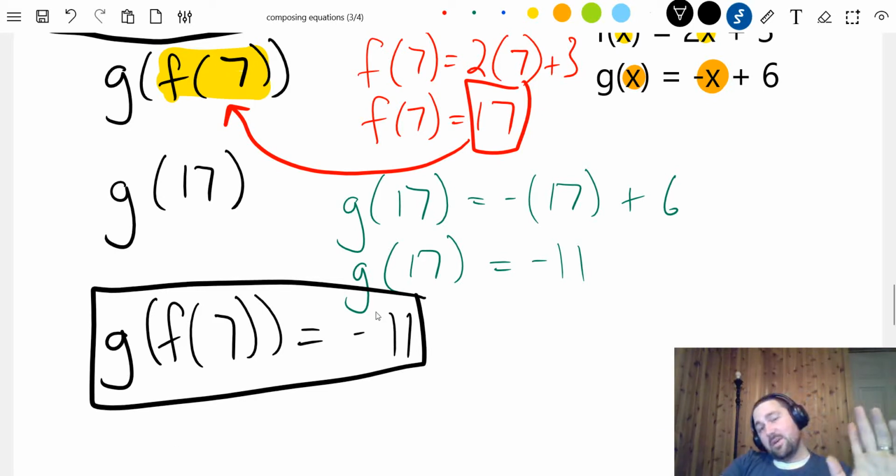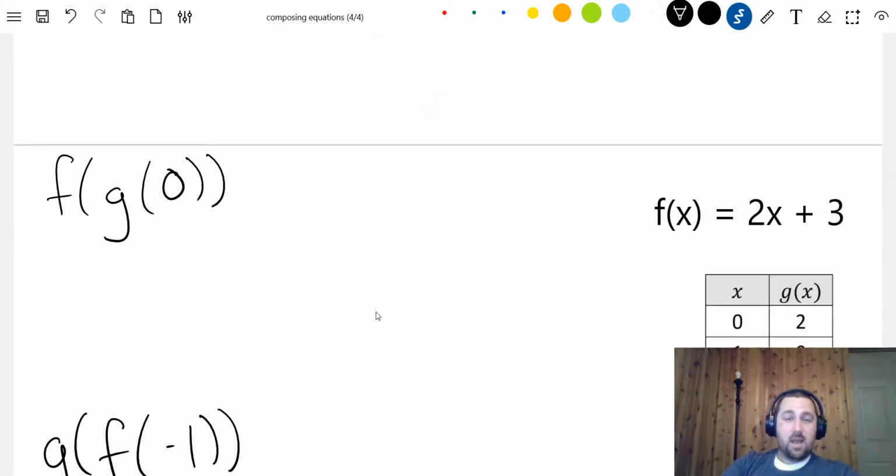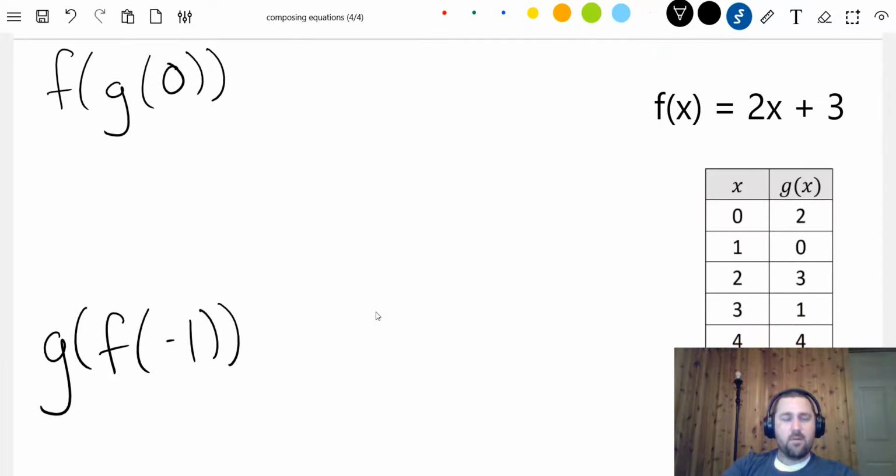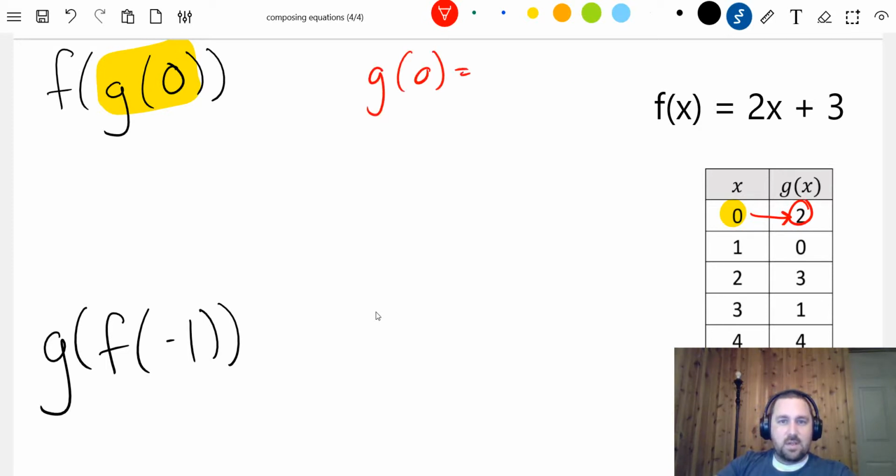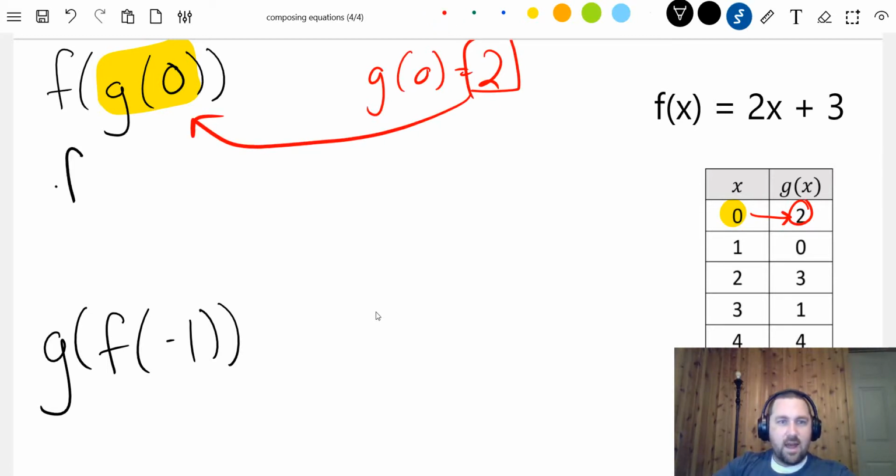Now we've done this with tables, we've done this with equations. What if we did it with a table and an equation? What if we were asked to find f of g of 0? This isn't crazy. This isn't anything that we haven't already done. It just looks a little bit different. We start by looking for g of 0. According to our table, g of 0 is 2. We take that 2 and substitute it in for g of 0. We're now looking for f of 2.